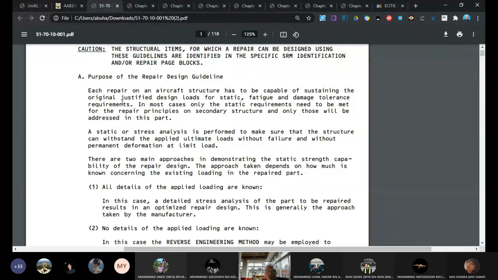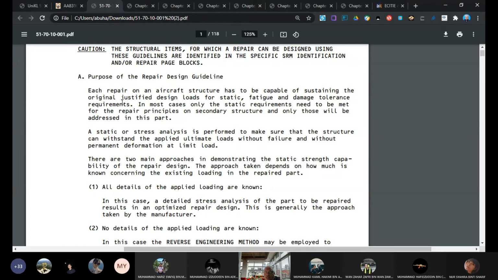And the second sentence: in most cases, only the static requirement needs to be met for the repair guideline or secondary structure. Only those will be addressed in this part. So that means all the analysis given in this manual will mostly cover the static requirement. That is most important because whatever you have lost, you have to recover back, and you must satisfy the static requirement. Fatigue or damage tolerant can come later because the effect of fatigue and damage tolerant will not be immediate. It takes quite some time before you see the failure regarding fatigue and damage tolerant.